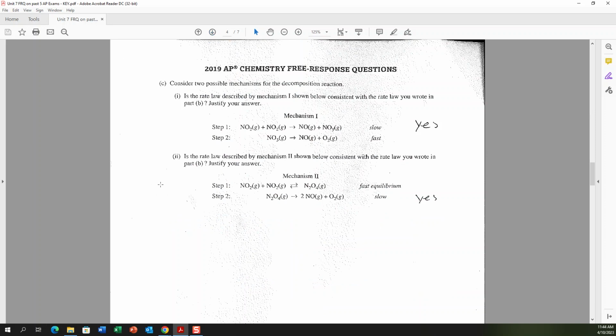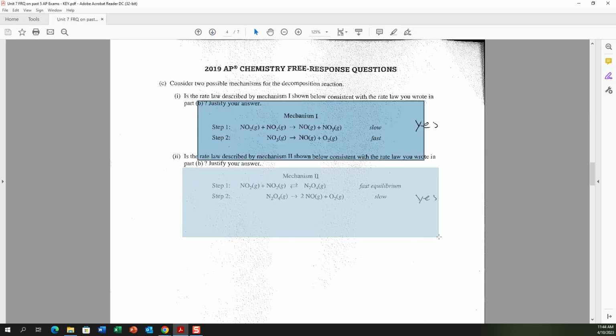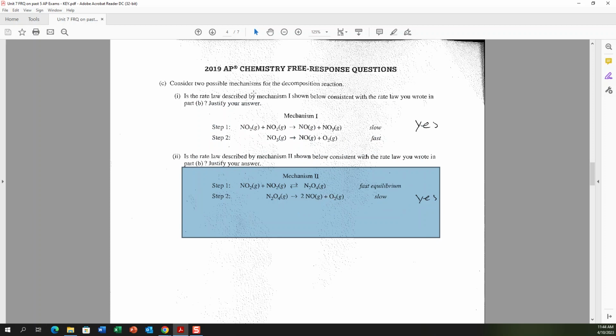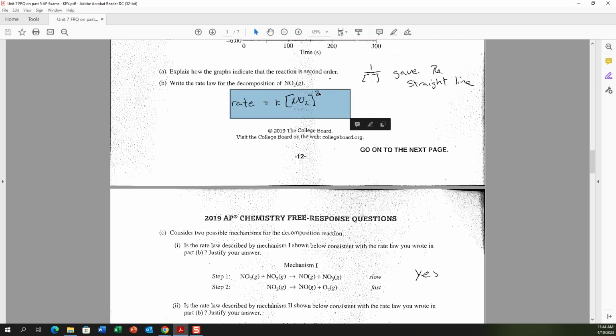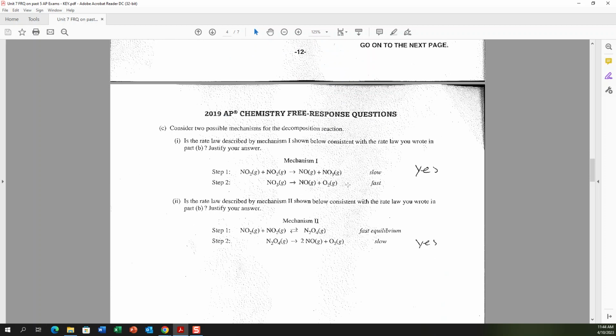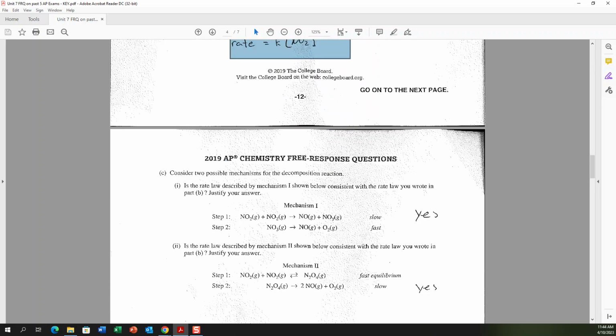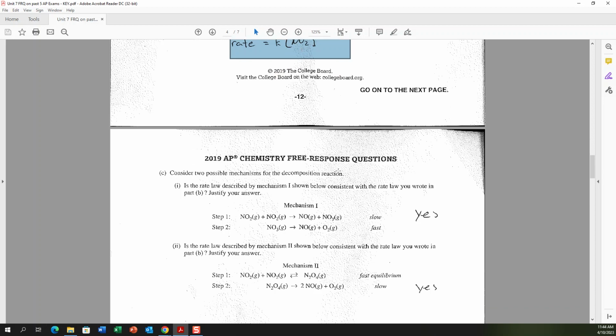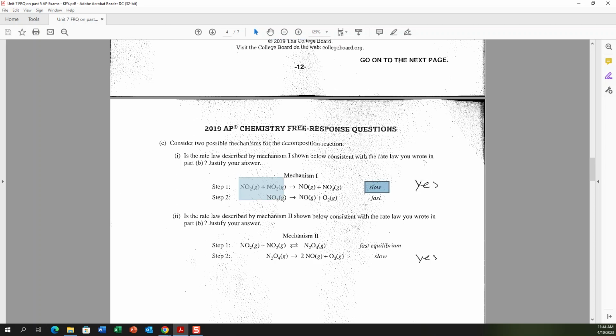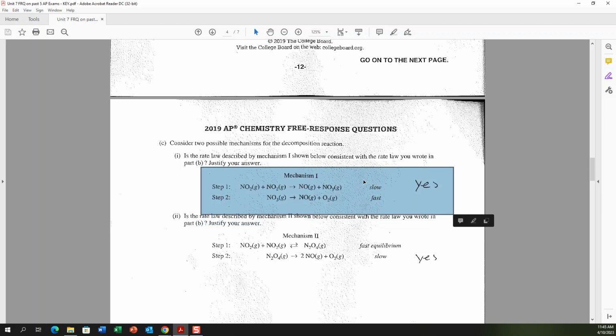All right. Now, this one is kind of tricky, right? They give you 2 mechanisms, and they're asking you basically the same question. Is the rate law described by the mechanism consistent with the rate law that you found in part B? So it reads down. So if you got the wrong rate equation here, like if you didn't put the 2 here and you said no and no for both of these, you'd get credit as long as you have the right justification. Okay. Well, NO2 has to be second order. So that means 2 NO2 molecules have to show up in the rate determining step or anything before it in the mechanism. So if we look at this mechanism, the first step is the rate determining step, but you have 2 NO2 molecules. So this is showing NO2 as second order. So this mechanism agrees with the rate law that we found in part B.